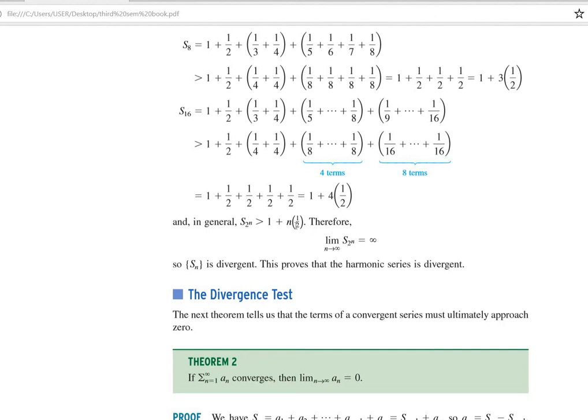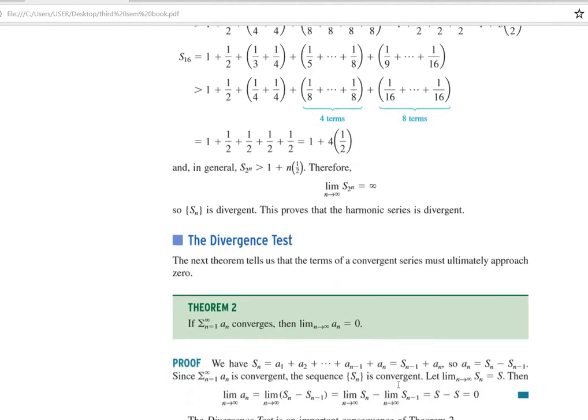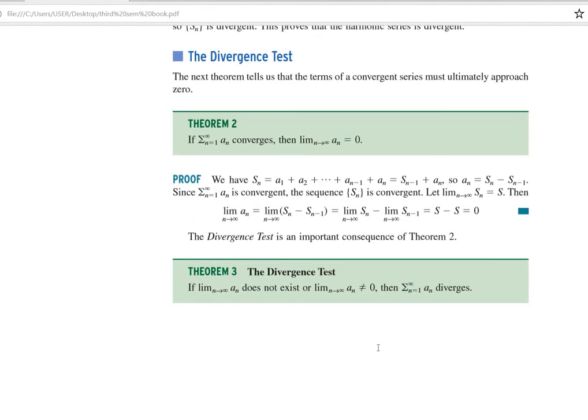So what will happen if n tends to infinity? The right-hand side tends to infinity, then the left-hand side must be infinity. So this subsequence diverges to infinity. Then we can easily say that this sequence is divergent. Next is the divergence test.